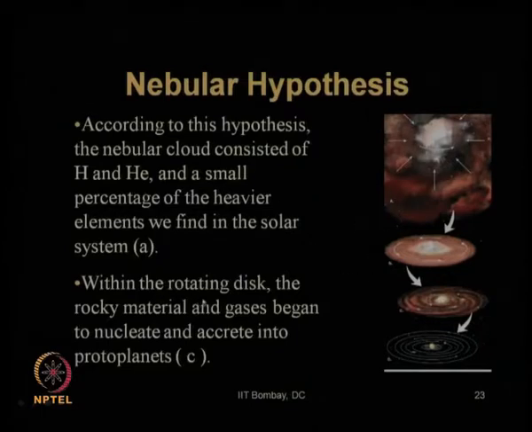Within this rotating disk, the rocky material and gases began to nucleate and accrete into protoplanets. These are the protoplanets. So, these rocky materials nucleate, forming a nucleus-like body, which finally results in the formation of the planets or protoplanets. That is the belief behind this nebular hypothesis.